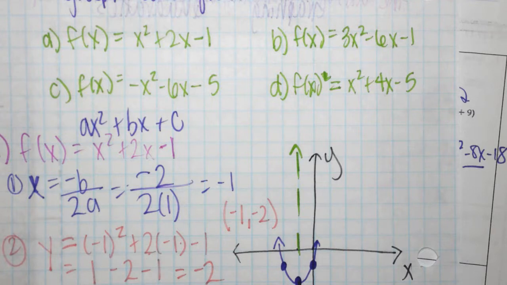Your B is 6. So 2 times 6 divided by 2. No, because you multiply by A, not B. Your B is your middle. You multiply by A, 2 times 3 is 6. 6 divided by 6.